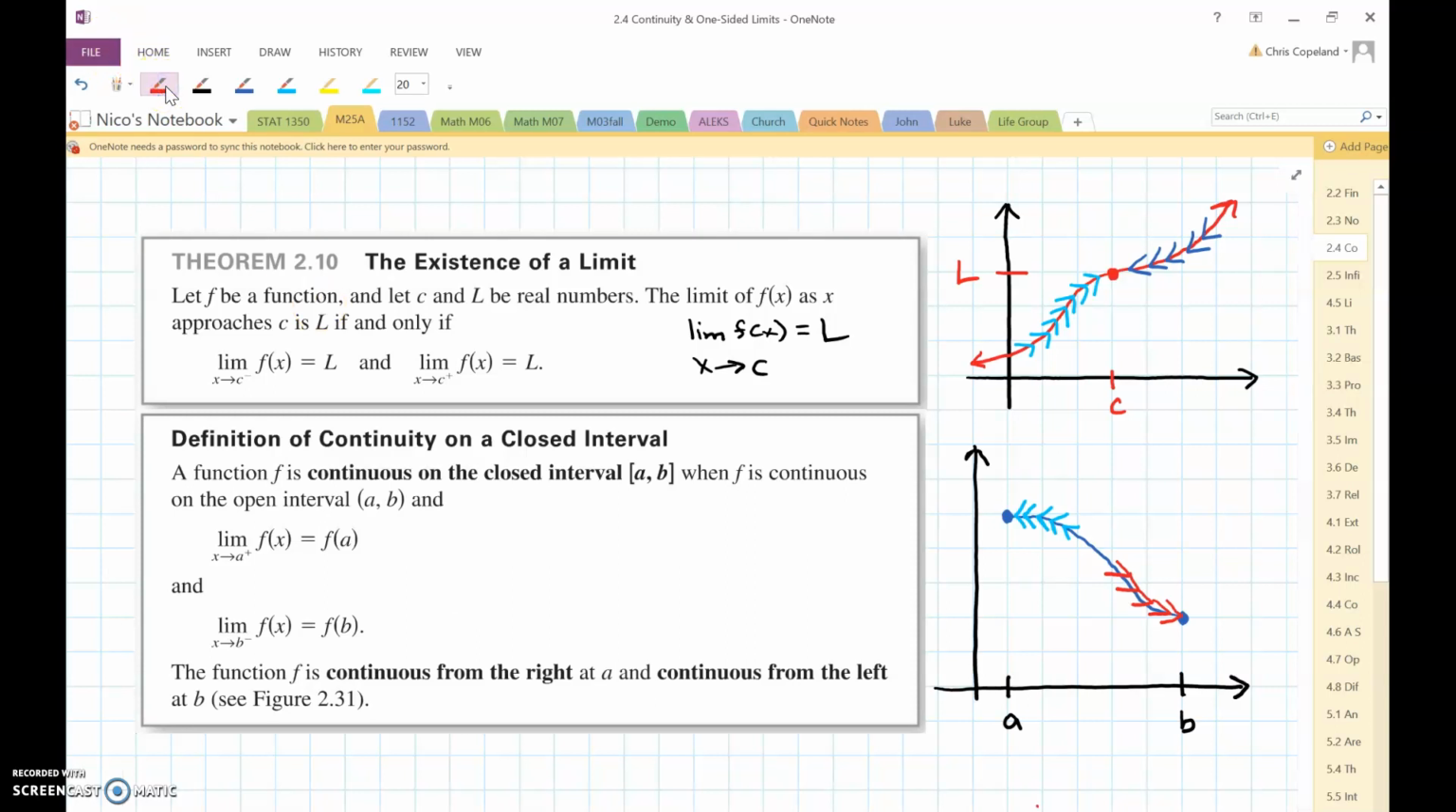Alright, let's look over this theorem and this definition here. First of all, this theorem, the existence of a limit. Okay, and really we talked about this already. This is just formally stating this. So it says let f be a function.